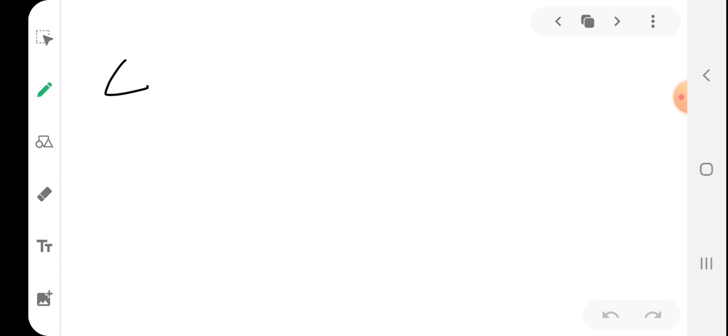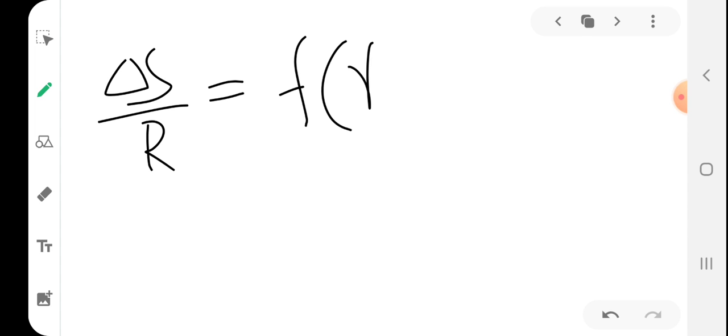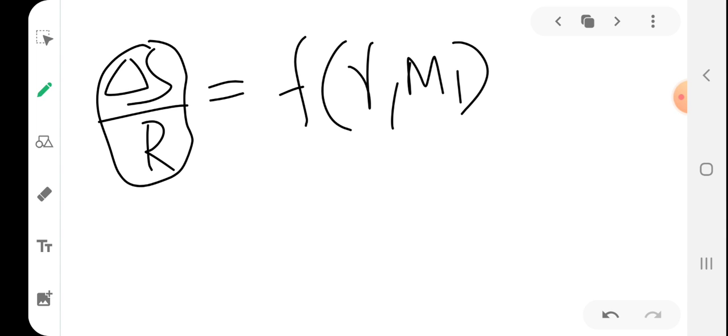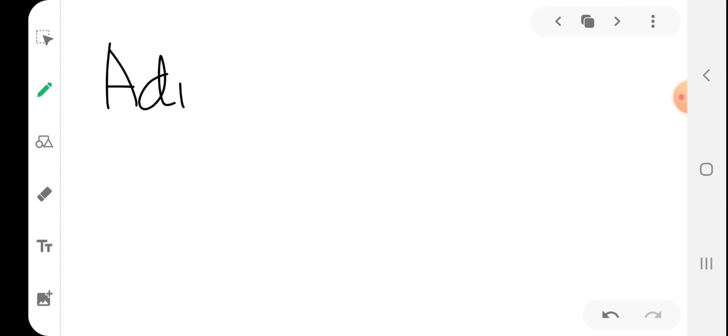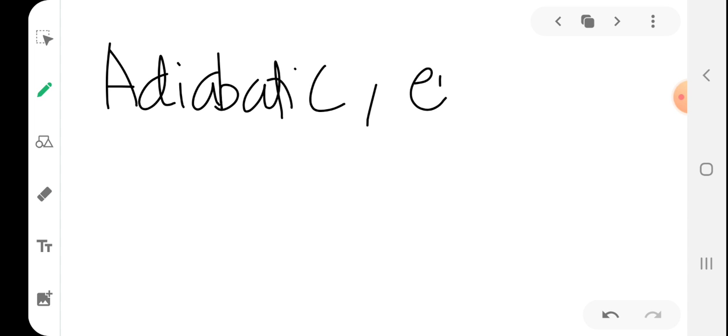So you could get the relationship for delta S by R as a function of gamma and upstream Mach number. Any kind of ratio can be written in terms of gamma and upstream Mach number. So what is this? This is the change in entropy, which means increase in entropy. Since the flow process across the shock wave is adiabatic, entropy can never decrease.